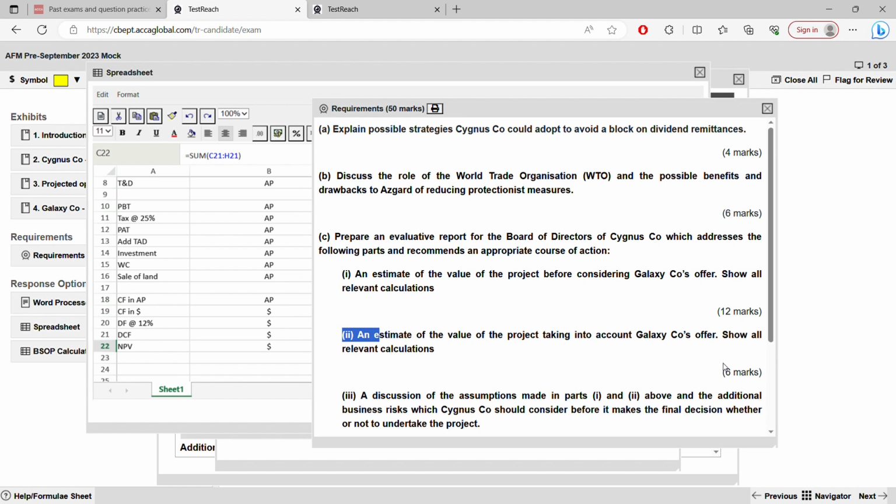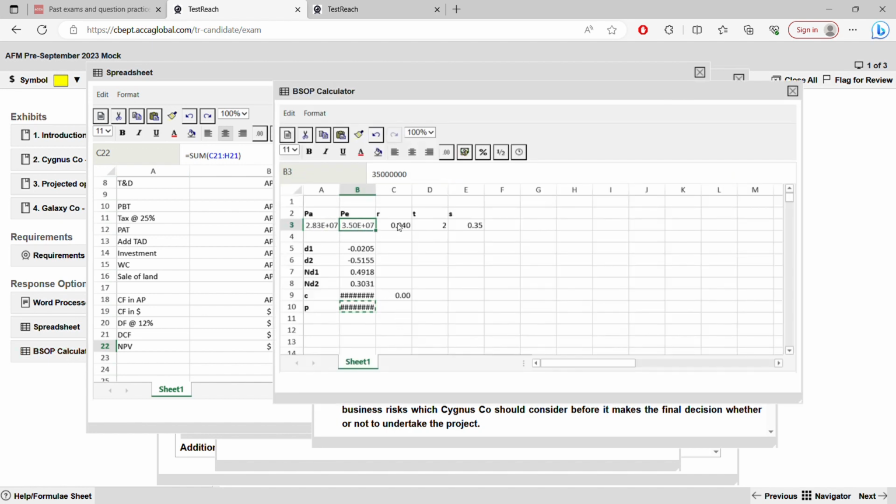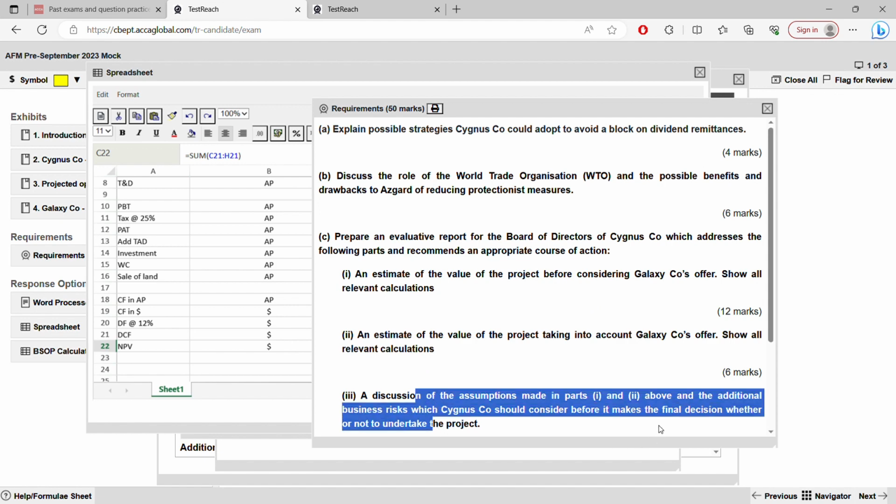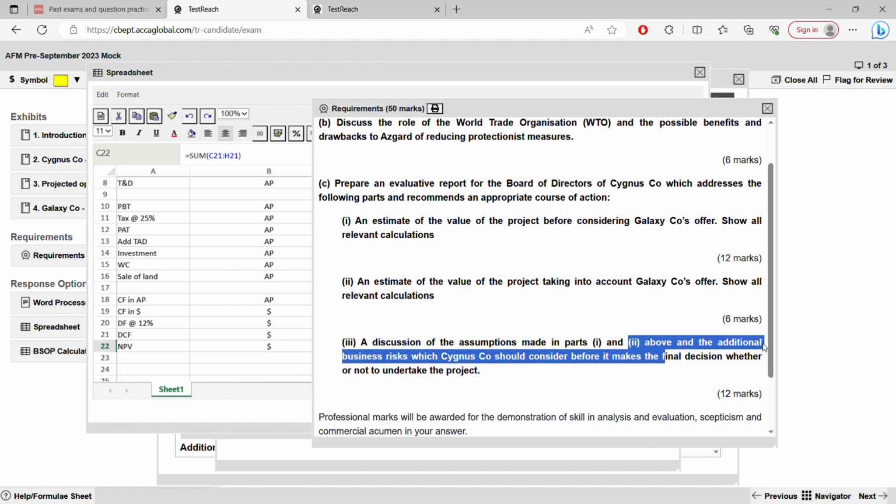Other 3 marks comes from inputting the correct values for the variable. There are 5 variables here. So if you put these variables correctly, you will get 3 marks. Okay. Your standard deviation, your time, your risk, your PE, your PA. 3 marks. So that gives you 6 marks. Then the last part of C. This is for 12 marks.